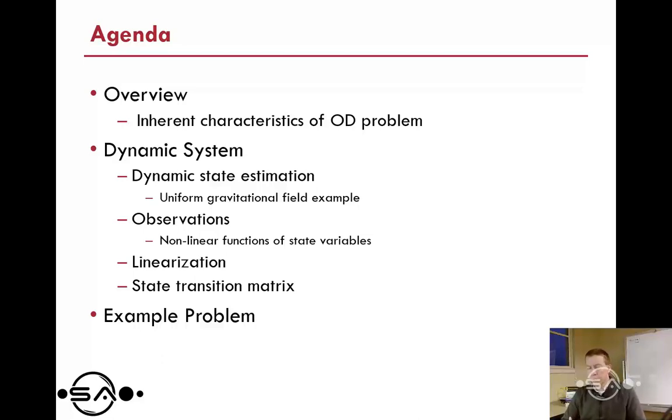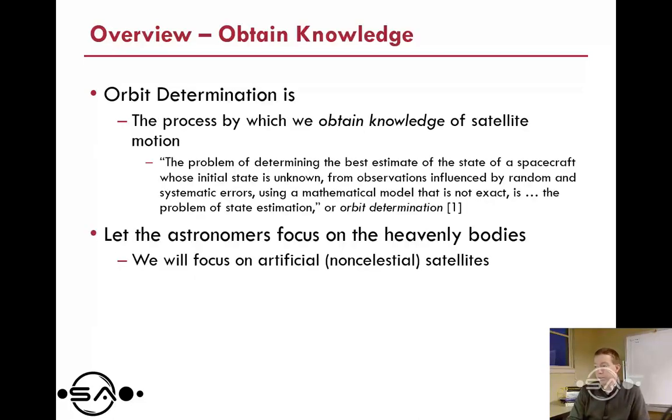So what we're going to do today is run through what an orbit determination problem, or an OD problem, is. Then we're going to step into the dynamic system, because obviously that's what an orbit is, or a satellite as it's moving around. What goes into estimation, observations, and why are linearization and the state transition matrix important. And then I'm going to leave you with an example problem that I want you to have solved by Monday. Let's go ahead and get started.